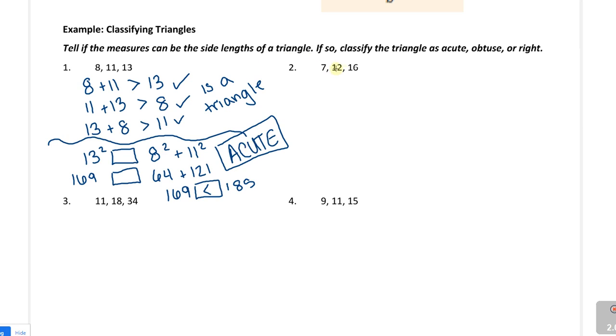Let's look at the next one. We need to determine if lengths 7, 12, and 16 are a triangle. So we're going to take 7, add it to 12, and that needs to be greater than 16. 7 plus 12 is 19, that is greater than 16. Now let's do 12 and 16. Is that going to be greater than 7? Yes. And then lastly, 16 plus 7, is that greater than 12? Yes. So this is a triangle.